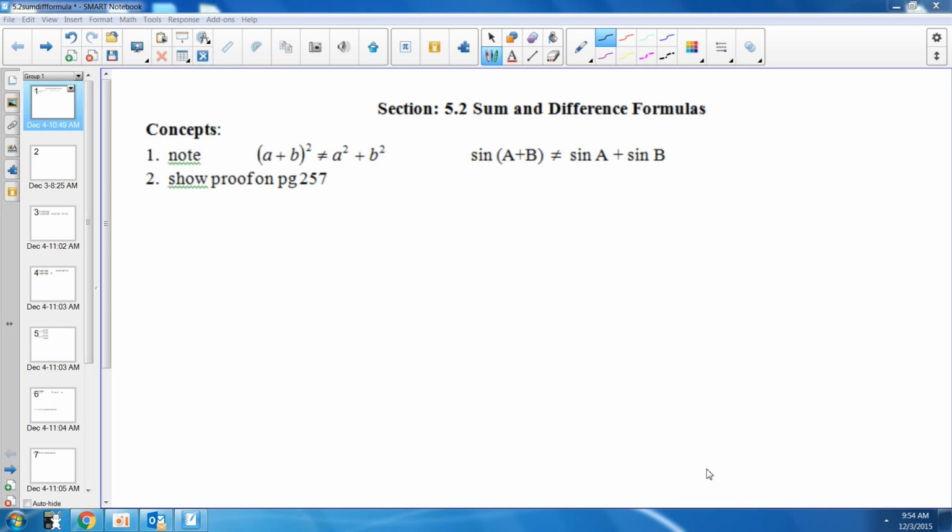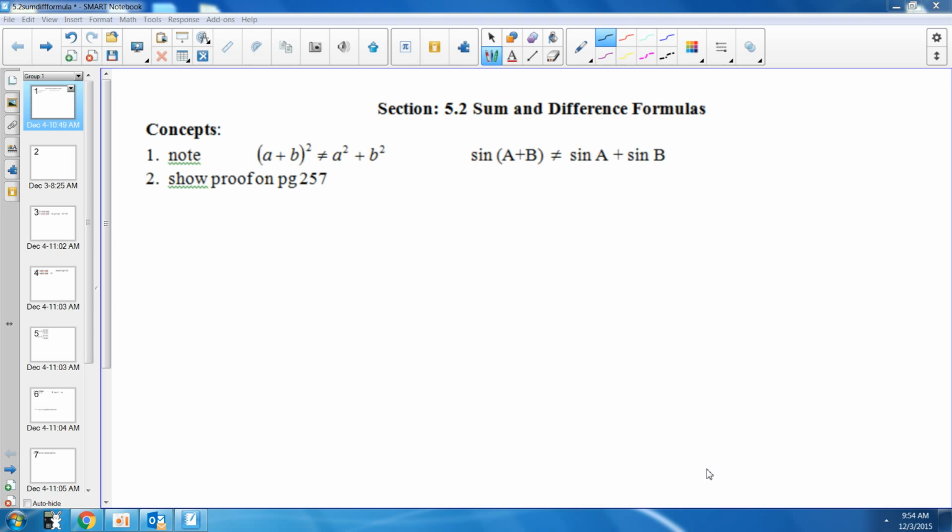such as the main question here: is the sine of A plus B the same thing as sine A plus sine B? Now, you should know the answer to that already, and that answer is no, because you're not multiplying, you're not going to distribute, it's a function. So the question is really, what is that answer?